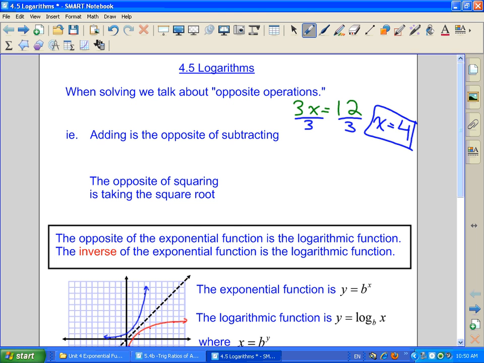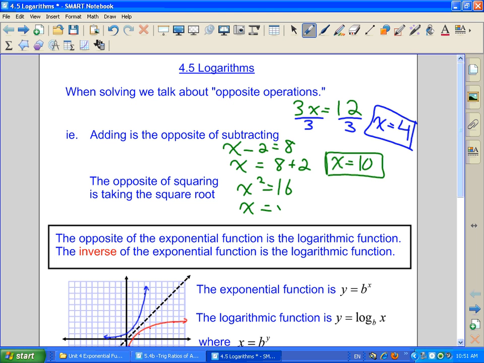Okay? Again, you could take a look at the opposite. Adding is the opposite of subtracting. So if I had x minus 2 equals 8, to get x by itself, you add 2 to both sides, so it would be 8 plus 2. So in this case, x would equal 10. We also want to remember, folks, that the opposite of squaring is square rooting. So if I had x squared equals 16, and you wanted to get the value of x, x equals the square root of 16. So in this case, x equals 4.